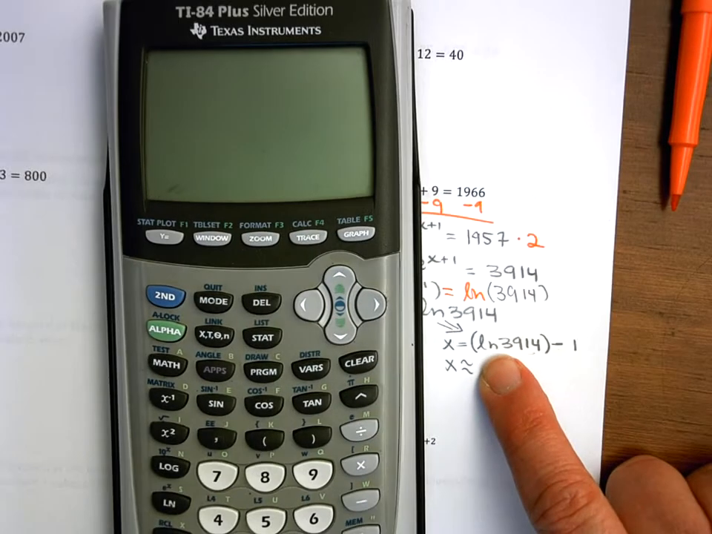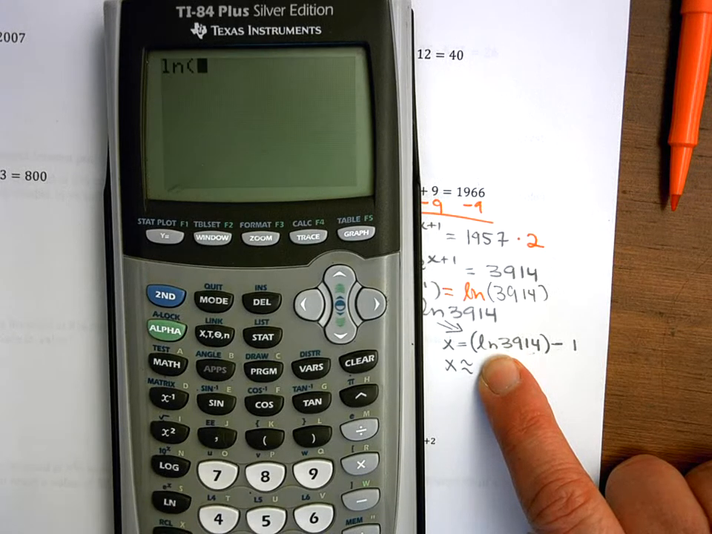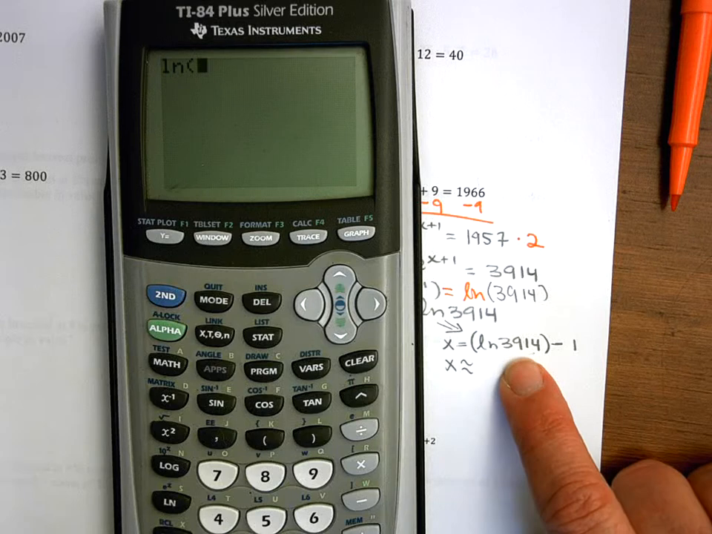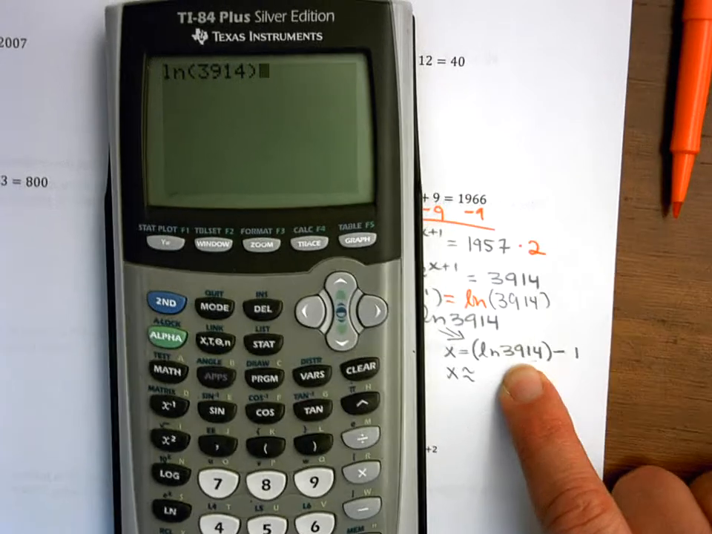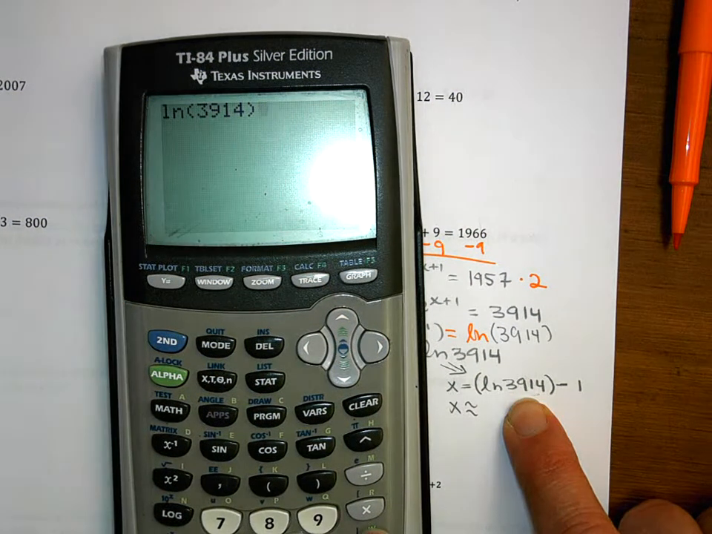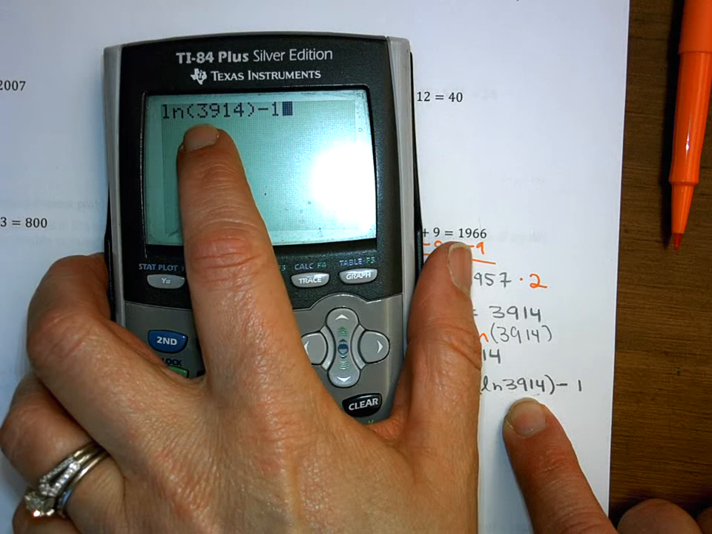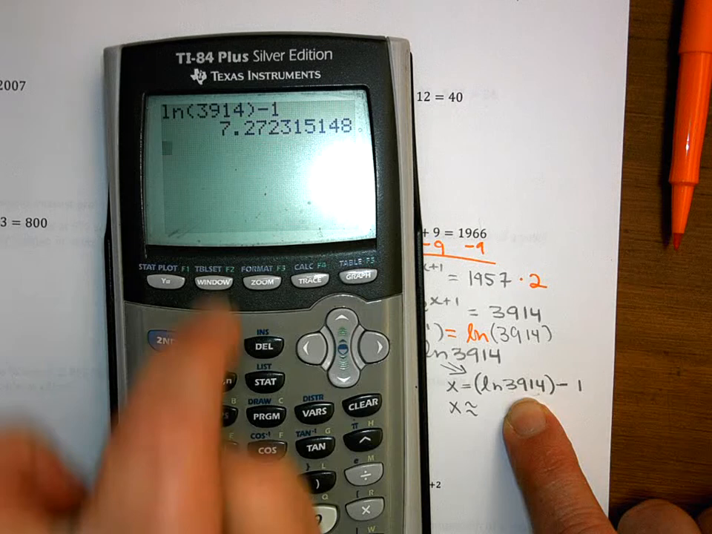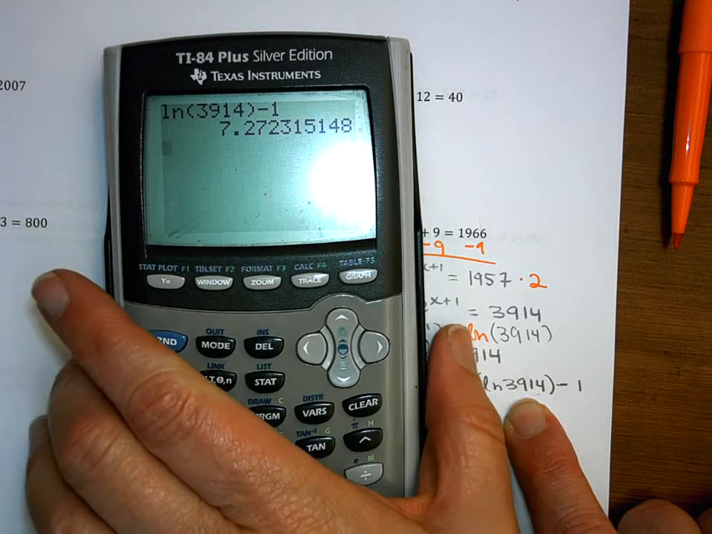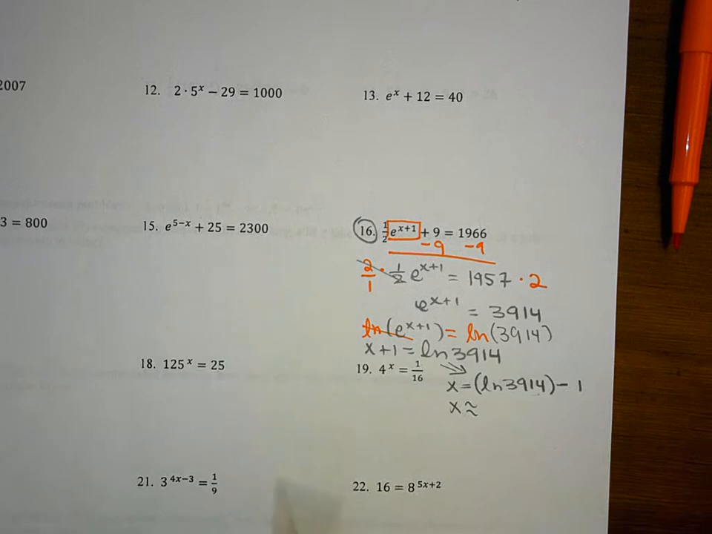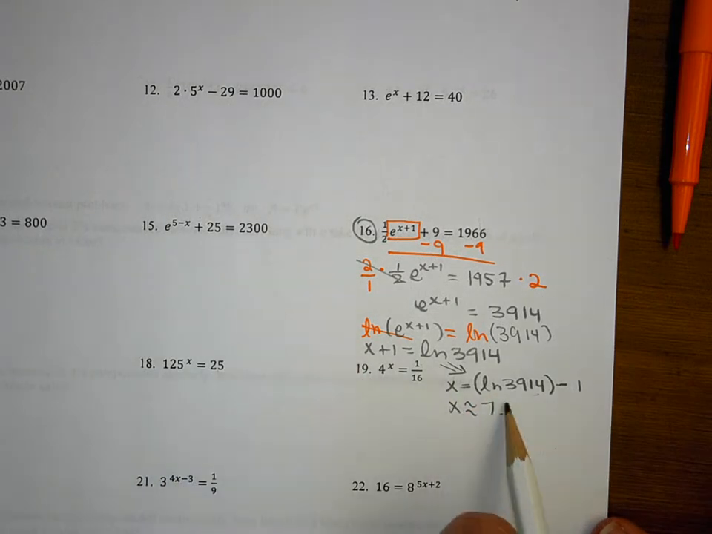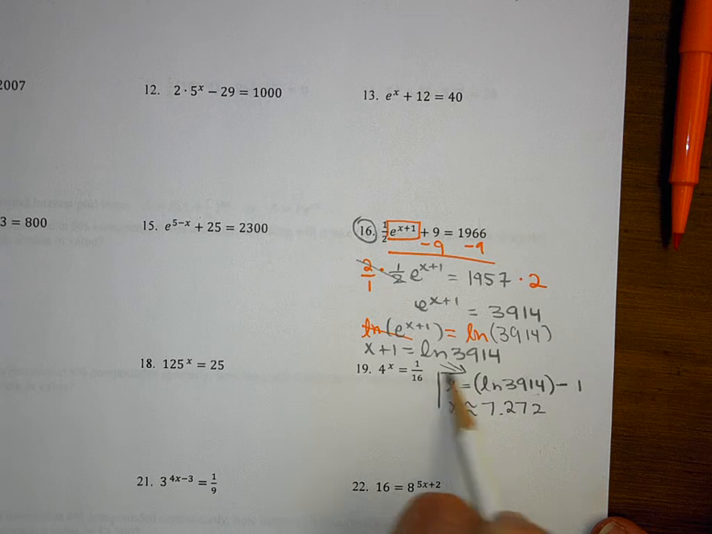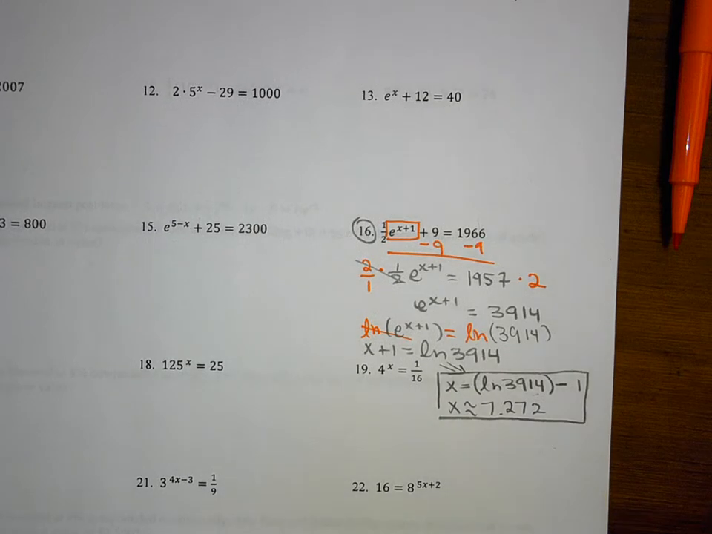So I want to find a button that has a natural log on it. So for mine, it's right here by the 4. So I'm just going to press natural log. And then the value itself, so 3914, close my parentheses. And then from there, I would subtract 1, so then minus 1. So again, make sure that that 3914 is open and closed, and then minus 1. And then we want it to the nearest thousandth, so that would be just 3 decimals, and so that would be my answer there. So that was 7.272. And so we have to have both answers, the log version and the decimal.